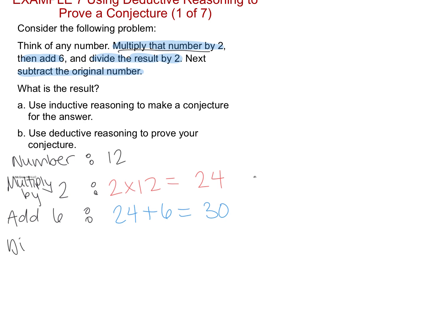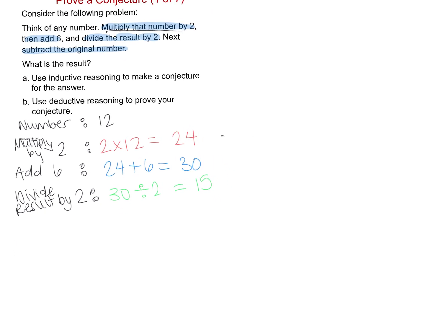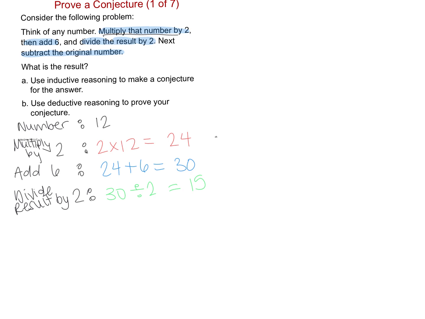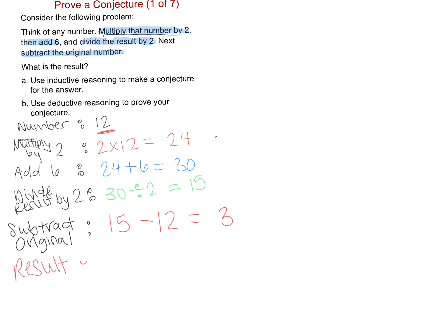All right, and then I'm supposed to divide the result by 2. So 30 divided by 2 is 15. Okay, and then I'm supposed to subtract the original number. All right, so that would be 15 minus 12, right? 12 is my original number, and that gives me 3. All right, so my result after all of that is 3.